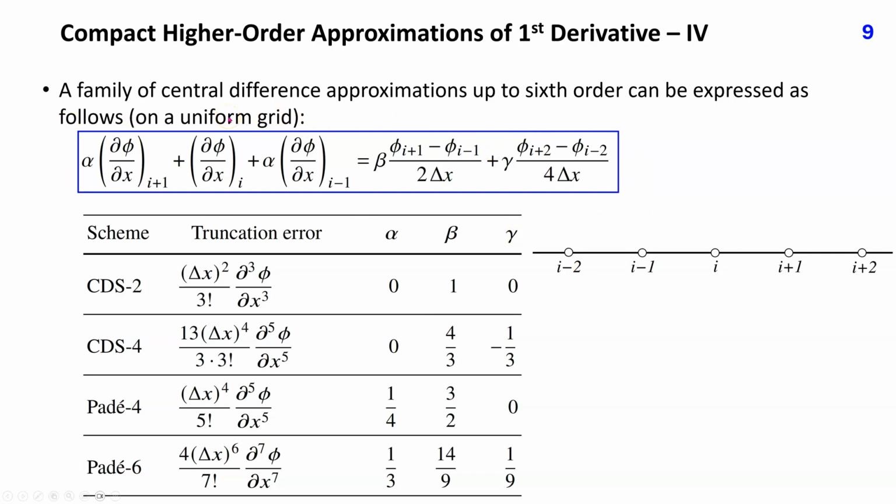The values of the coefficients alpha, beta, and gamma, as well as the corresponding leading truncation error terms for the second order and fourth order central difference schemes and fourth and sixth order compact Padé schemes on uniform grids are given in this table. Note that the leading truncation error term for the compact fourth order scheme is smaller than for the standard fourth order central difference scheme. The multiplier of the fifth derivative is smaller in this case.